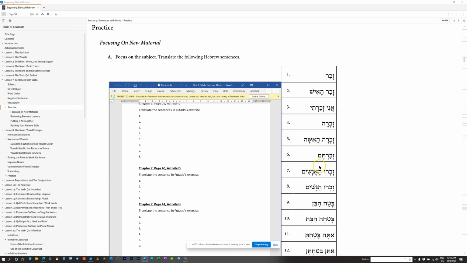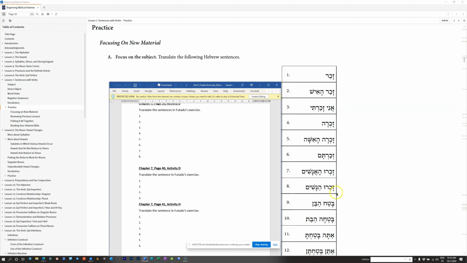Number 7, Zacharu ha'anashim. Remember, ha'anashim is the plural form of ish. So this is the men remembered. Zacharu, remembered. It's masculine plural, so it would be they remembered. But here the subject is explicit, so we don't need to say they remembered. We can just say the men remembered. We don't want to say the men they remembered. We just want to say the men remembered.